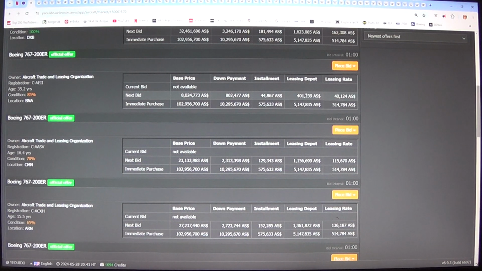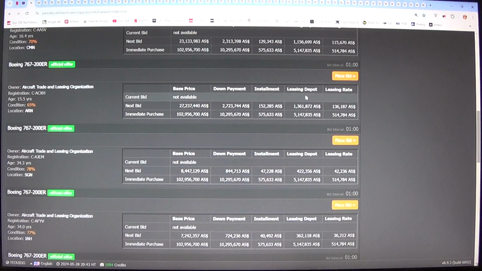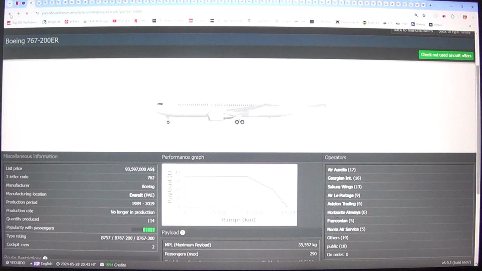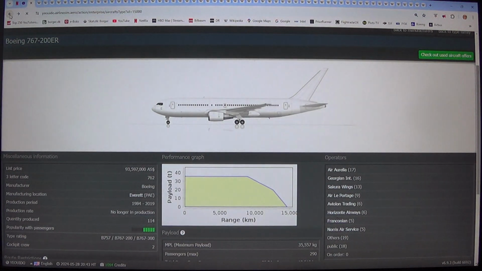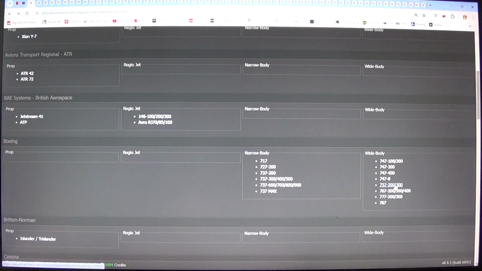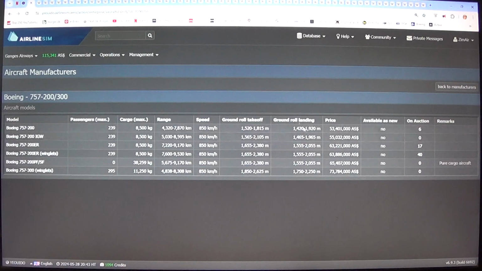But that's super old, so why? Because I did not get any passengers. I did not get any passengers on my Boeing 757. The 757 have a little bit lower number of seats.